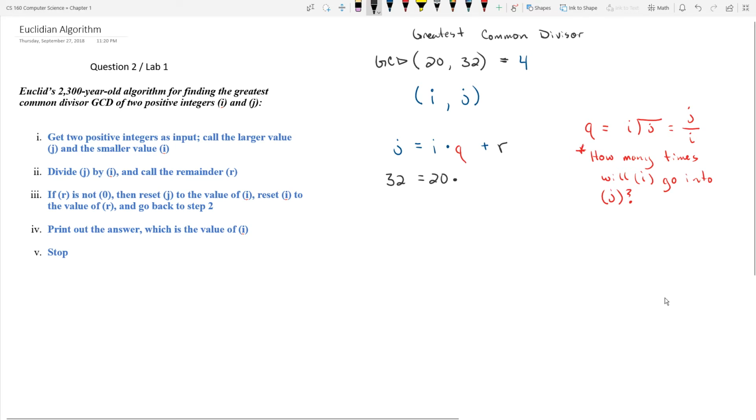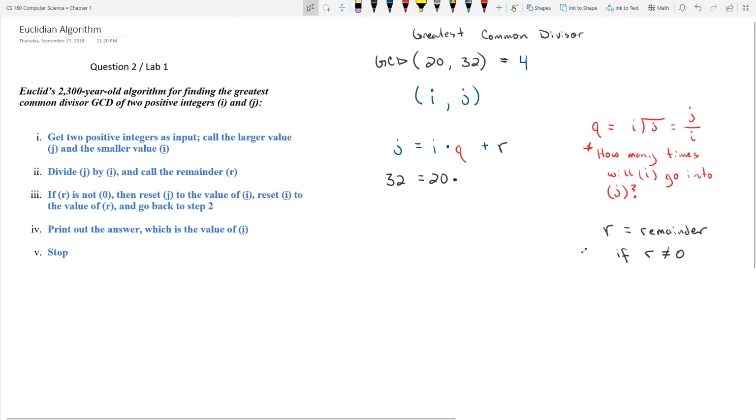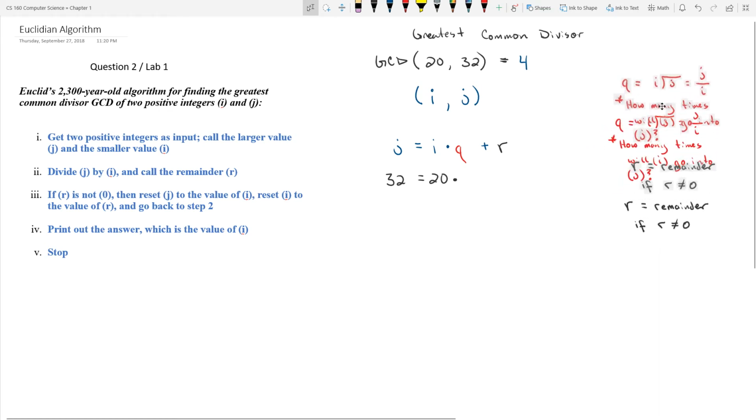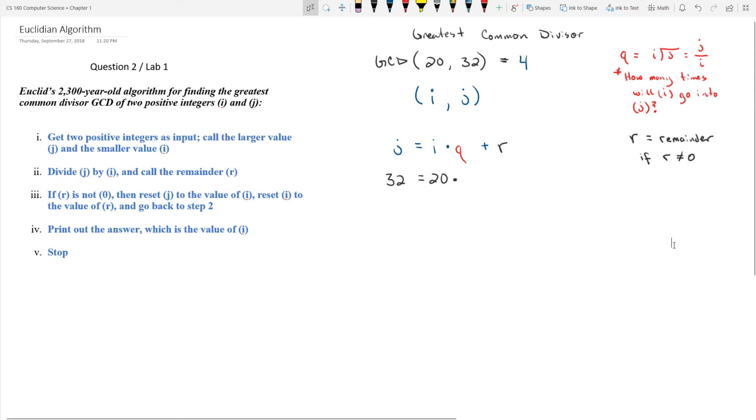The variable r is going to be the remainder, if r does not equal 0. And we'll see how this works, but this is essentially the rules of those variables for this process. I'll put those up here out of the way, and I'll make a little more room.